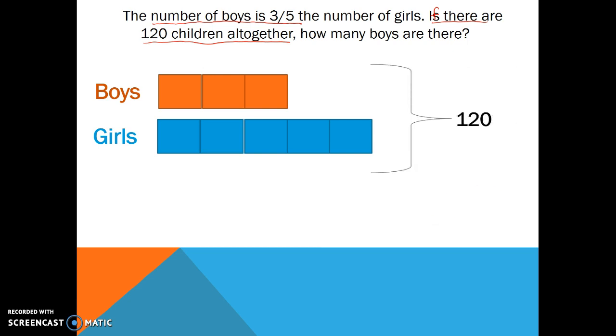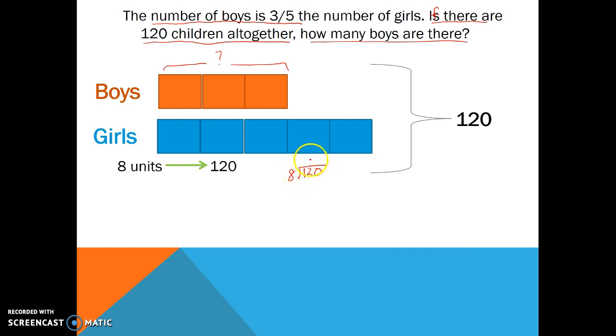We want to know how many boys are there. So let's use the unitary method to figure that out. So this is our question here. How many boys? So how many units do we have equal to 120? Well, we have 3 units of boys and 5 units of girls. If we add those together, of course, that's 8. So 8 units equals 120. So now we want to divide 120 by 8 to figure out how many children 1 unit is equal to.